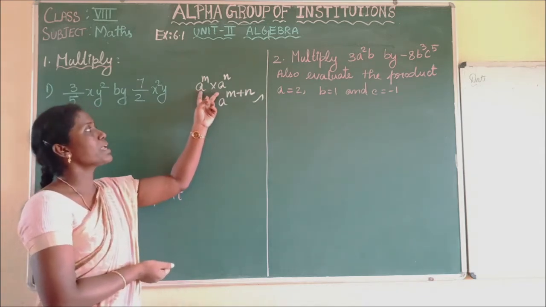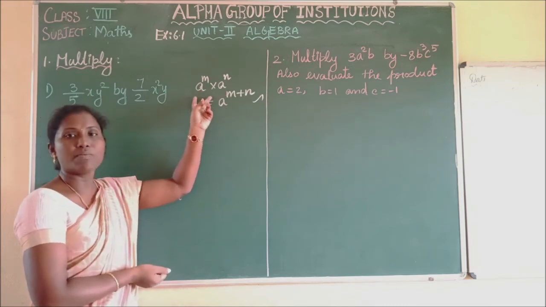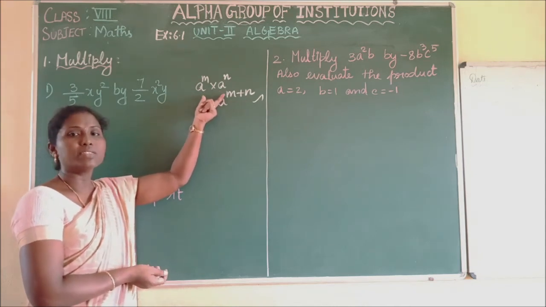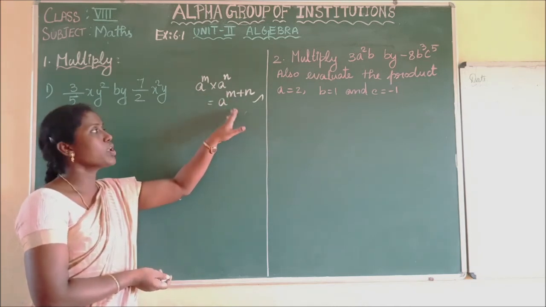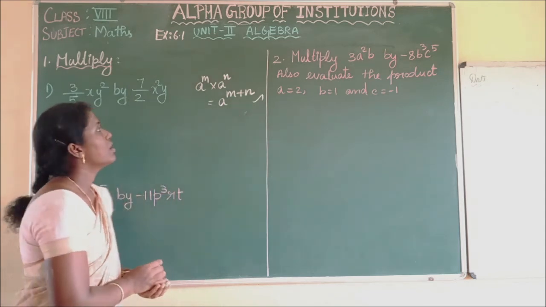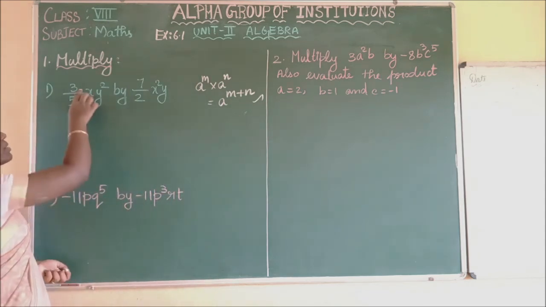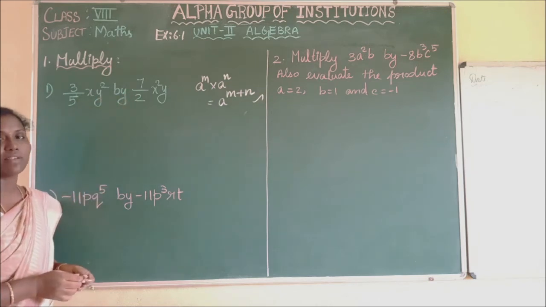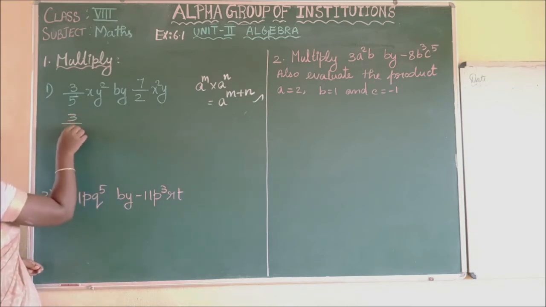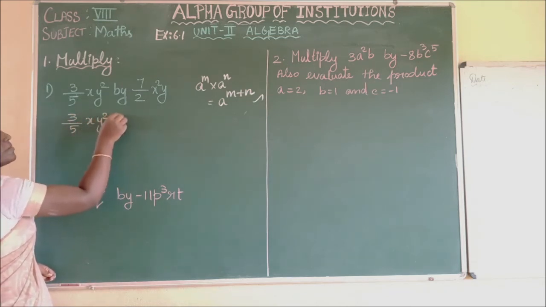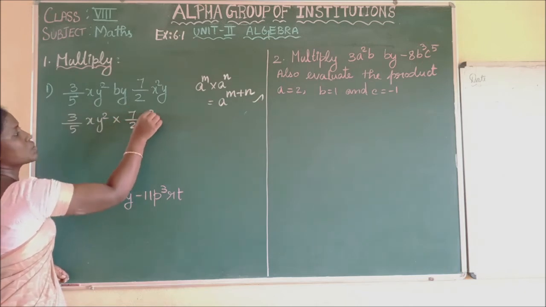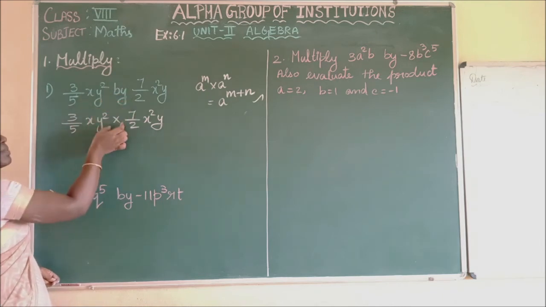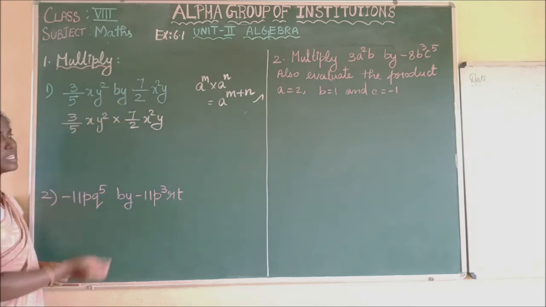When you are multiplying with the same base, the same variable, we have to add the powers. So recall this rule while multiplying. Now, see here, we are having 3 by 5 xy square by 7 by 2 x square y. We have to multiply this and get the value. So first change the word into the symbol: we have to multiply 3 by 5 xy square into 7 by 2 x square y. Read the question, multiply by, means we have to multiply, so replace the word by the mathematical operation, multiplication.